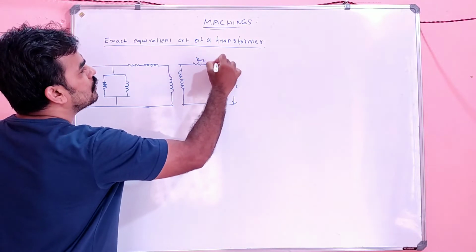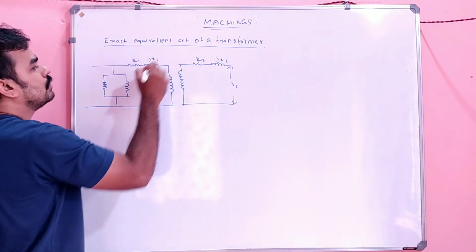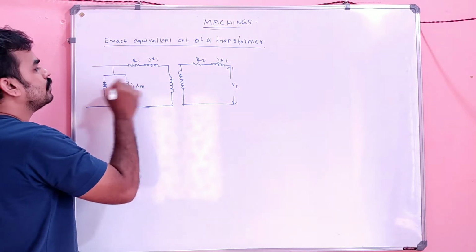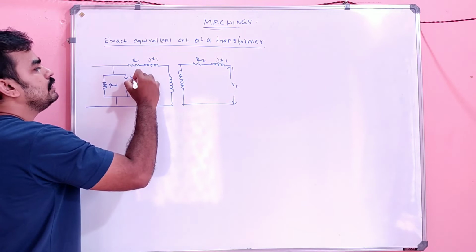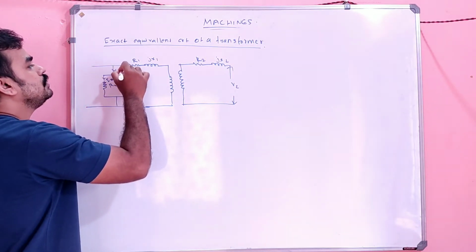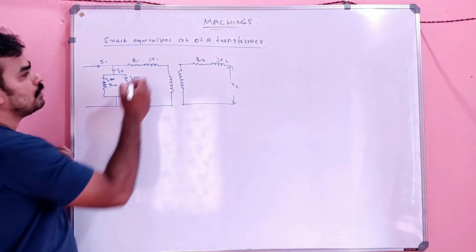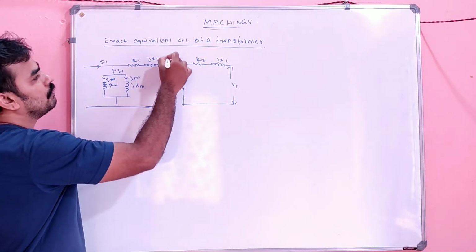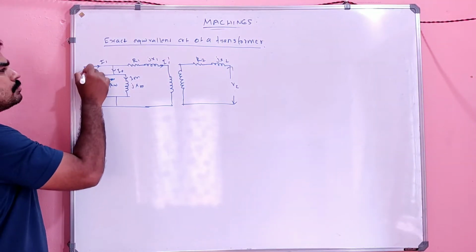So this is R2 and this is jX2, and this is R1 and this is jX1 and jXM and RW, and this is IM and this is IW, and this is I0, and this is nothing but I1. This is I1 and this is nothing but I1 dash, and this is V1.